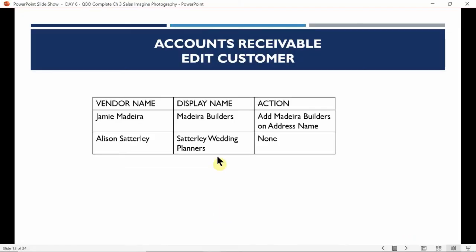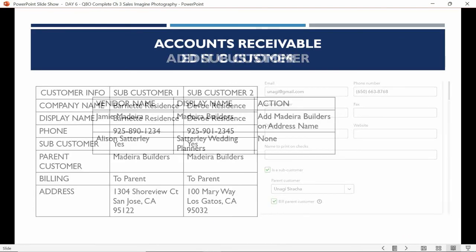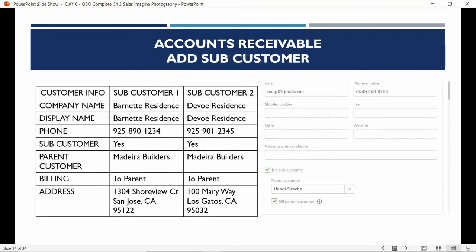Okay, so again, editing is exactly the same as editing your vendors. You need to go to the actual profile themselves and use the edit window there. Okay, so now we're going to be adding in some sub-customers.